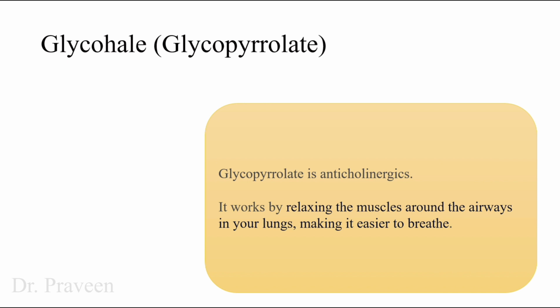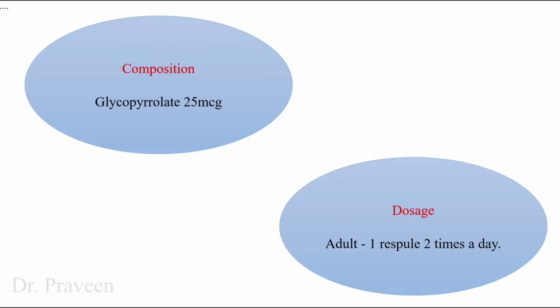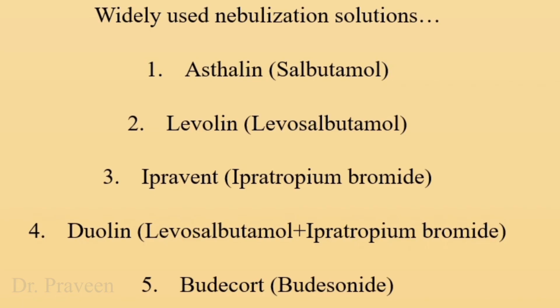The next one is Glycohale, that is glycopyrrolate. Glycopyrrolate is an anticholinergic drug. It works by relaxing the muscles around the airway in your lungs and making it easier to breathe. Glycopyrrolate dosage is 25 mcg. Adult dosage is 1 spoon 2 times a day, that is 12th hourly.